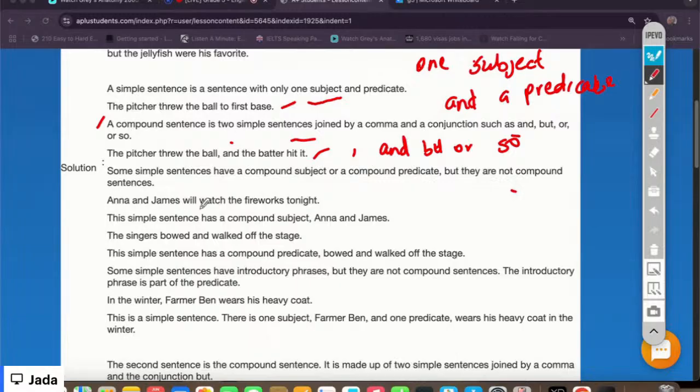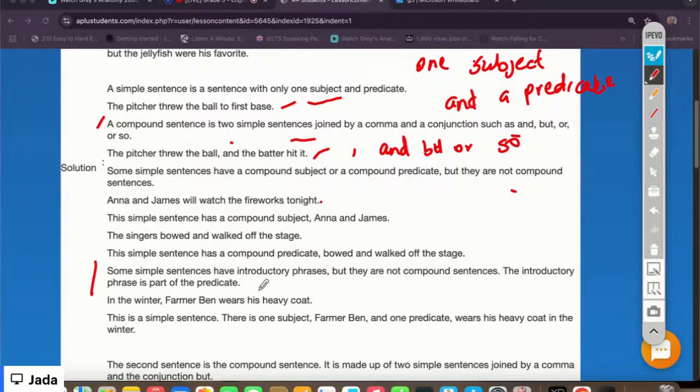For example, we have: Anna and James watch the fireworks tonight. The simple sentence has a compound subject, Anna and James. Now, the singer bowed and walked off the stage. The simple sentence has a compound predicate, bowed and walked off the stage. Sometimes they have a compound subject or compound predicate, but it doesn't make them compound sentences.